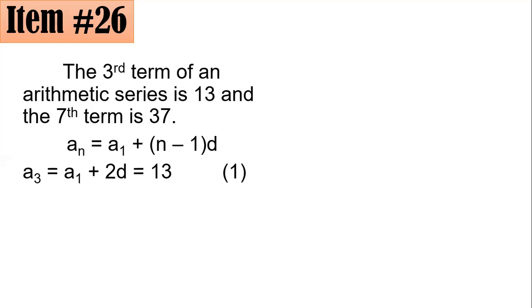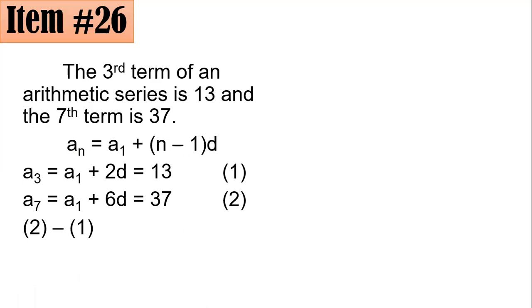Now, for the second one, the seventh term is 37. So we will replace n with 7. Replacing all n's by 7, we have a sub 7 equals a sub 1 plus 7 minus 1, that's 6, times d, so 6d. So the seventh term is a sub 1 plus 6d, which is 37. Upon doing such, I arrive at equation 1 as a sub 1 plus 2d equals 13, and equation 2 as a sub 1 plus 6d equals 37.